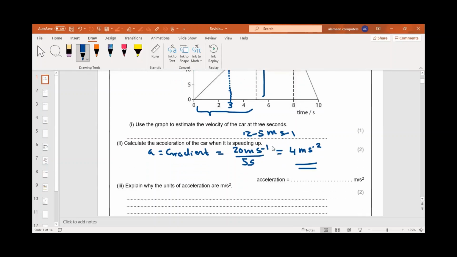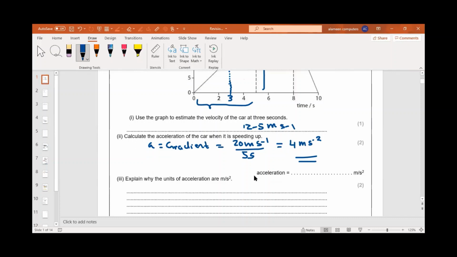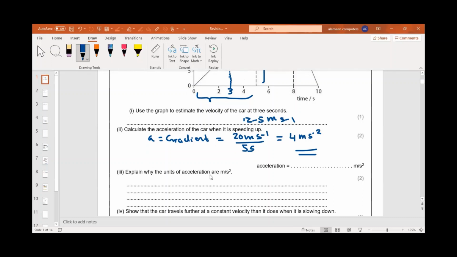Explain why the units of acceleration are meters per second squared. Right. So whenever we are asked to prove the units of a certain physical quantity, we need to start with an equation related to that particular quantity. Acceleration is a derived quantity. It is derived from the velocity and the time, right? Velocity is also a derived quantity anyway. So acceleration is derived from velocity, a derived quantity, and time, which is a base quantity.